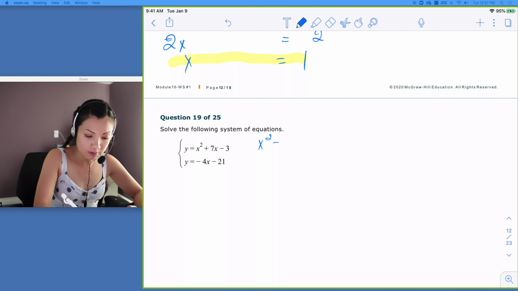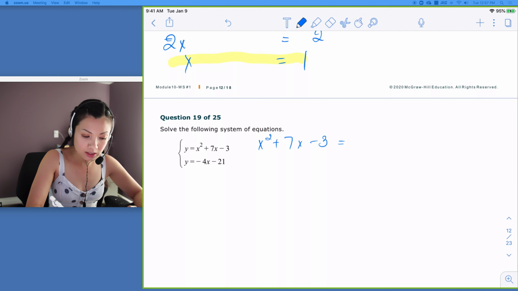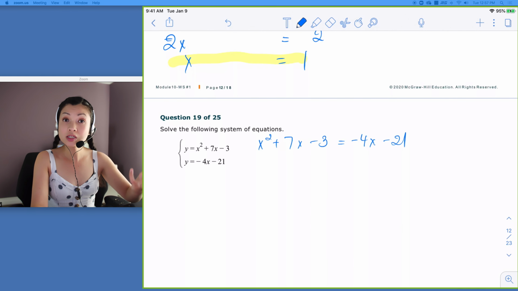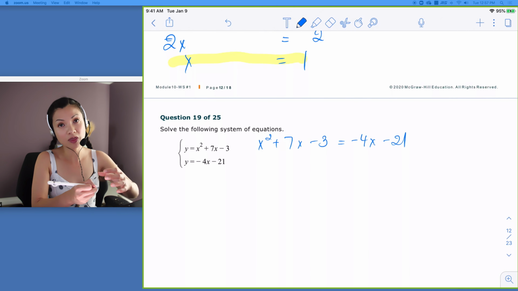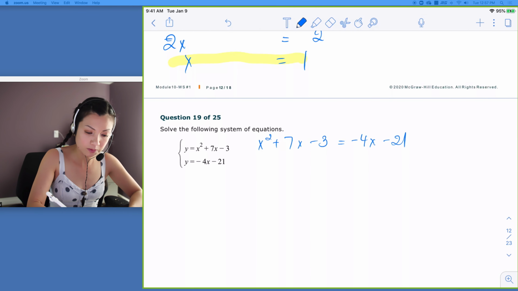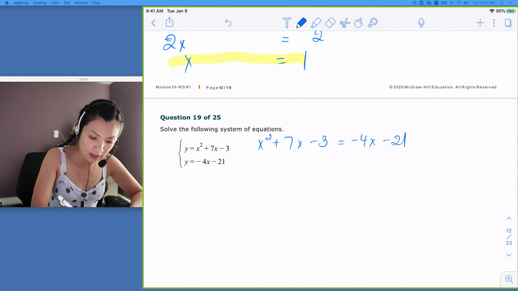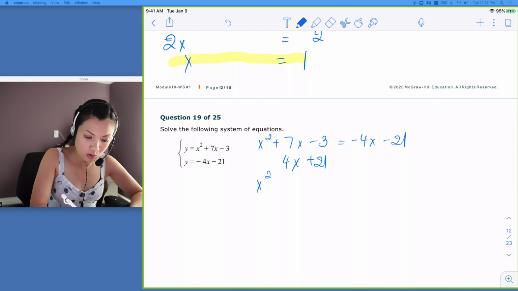x squared plus 7x minus 3 equals negative 4x minus 21. So you can solve them as a quadratic equation. We have to move everything to one side to get the standard form. So I'm going to move everything to one side. I add 4x and I add 21. So I ended up with x squared plus 11x plus 18.